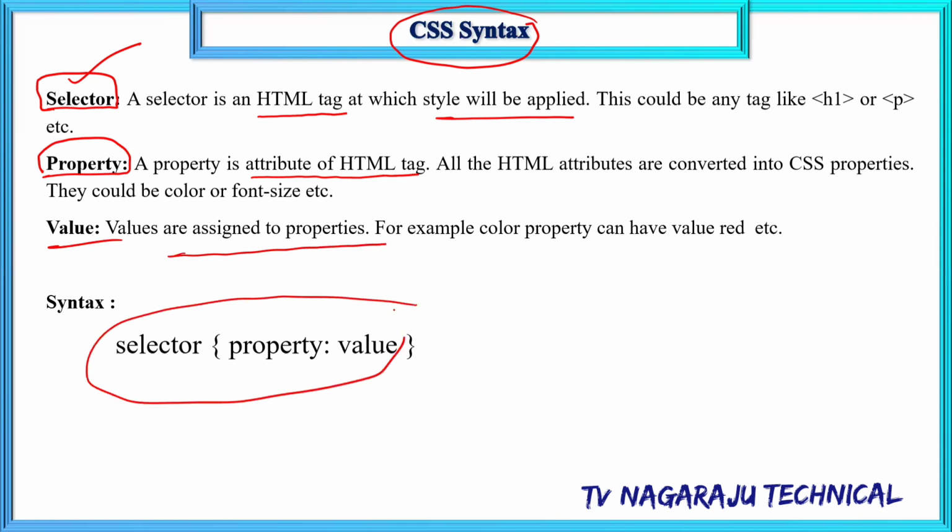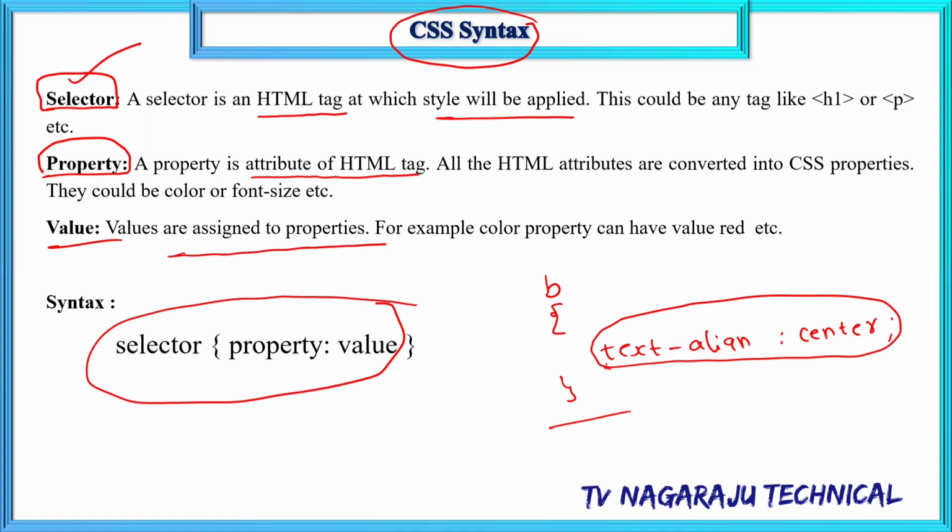This is the syntax you need to follow: selector, property, value. For example, B is my tag. If you want to apply a property to B, text-align colon center. Now what happened? Wherever B appears, this property is applied to all the B tags. Not only B. Suppose here I am using H1. This property is applied to H1. So this is the syntax for applying style.